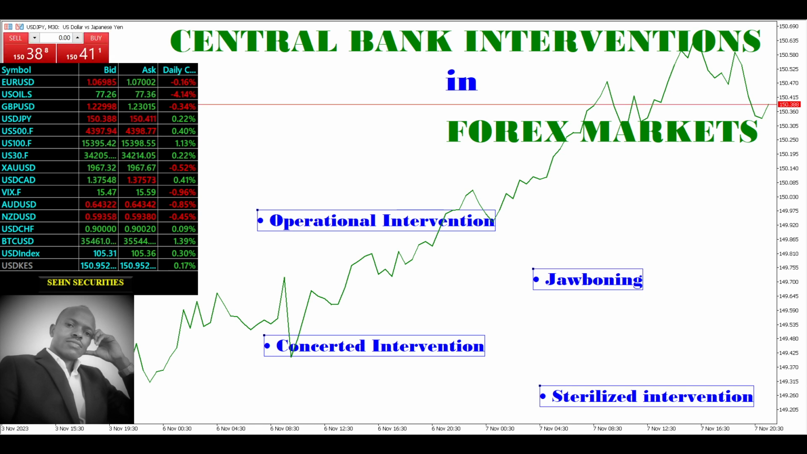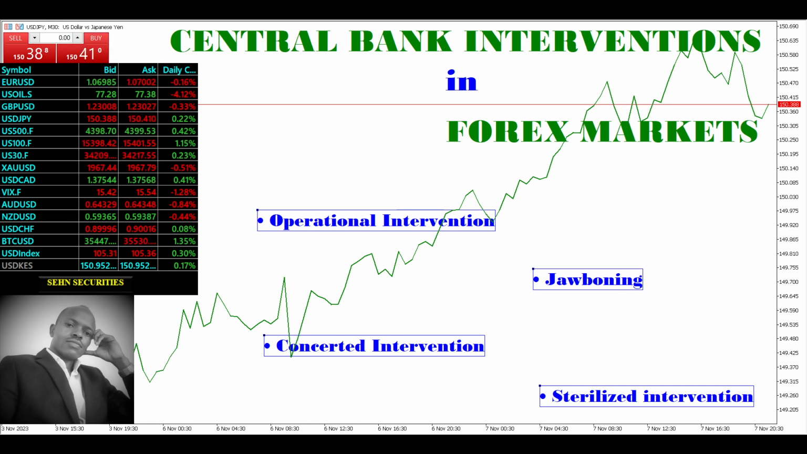Another type of intervention is jawboning. This is an example of indirect forex intervention whereby a central bank mentions that it may intervene in the market if the local currency reaches a certain undesirable level. This method, as the name suggests, is more about talking than actual intervention. With the central bank ready to intervene, traders take it upon themselves to collectively bring the currency back to more acceptable levels.